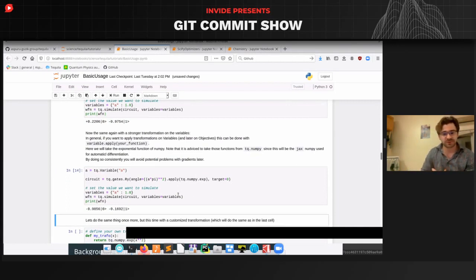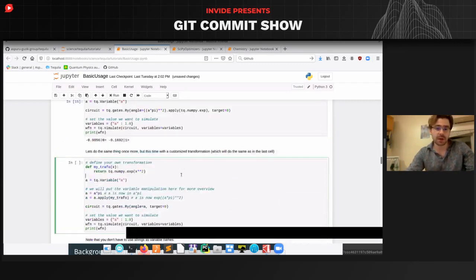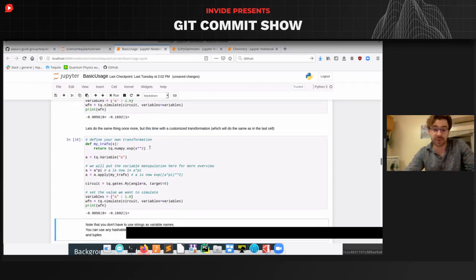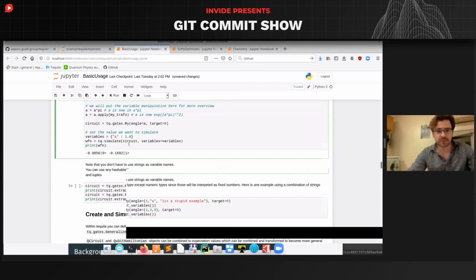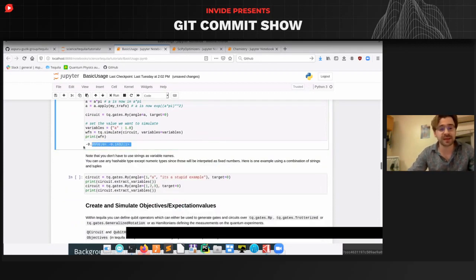transform this circuit. So we can exponentiate an angle inside, and you can say, okay, I'm going to feed you this number, but I want you to exponentiate it every time. And you just do that with the dot apply method. You can get really bizarre with your transformations. You could take the Gaussian of it, and you just apply your transformation as seen here. Run your circuit. Here we run it with the parameter A set to 1, and we get out, of course, simulatedly, a specific 1-qubit state.